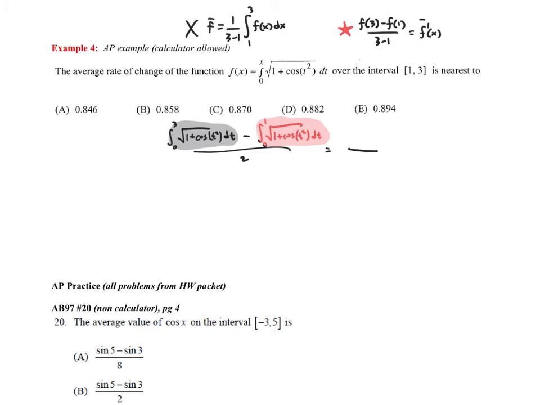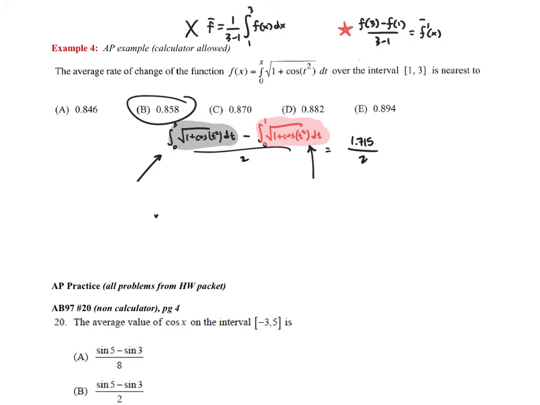There we go. And I got 1.715 and change, okay? And I divided that by 2, and that gave me this. Now that required me to press math 9, y1, 0 to 3, and so on. And then do the same thing, math 9, y1, 0 to 1, dt.